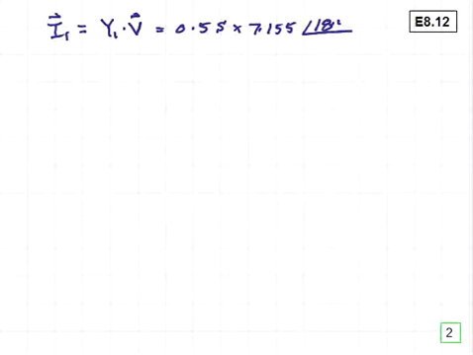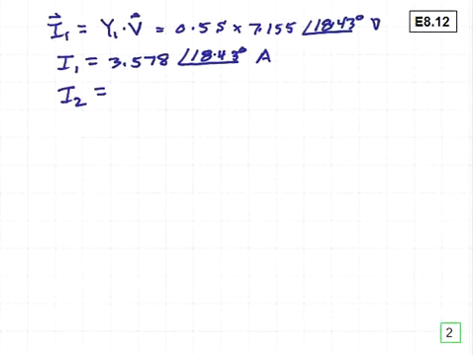Now we can calculate the two currents flowing in the impedances. We'll have I1 is equal to Y1 times the voltage V. This is equal to 0.5 Siemens times 7.155 at an angle of 18.43 degrees volts, or I1 is equal to 3.578 at an angle of 18.43 degrees amperes.